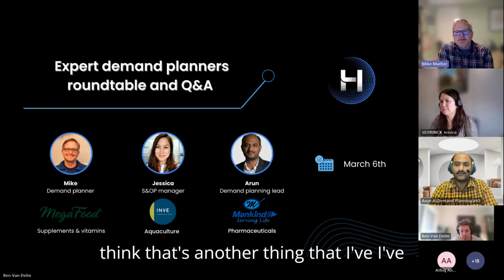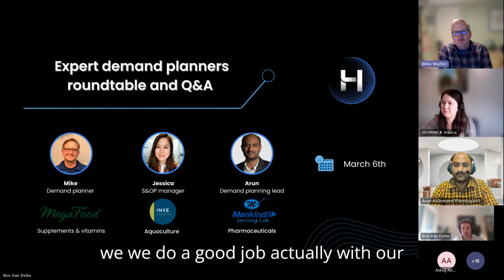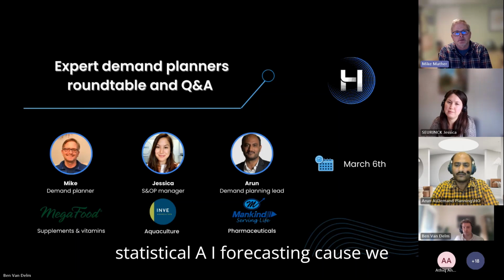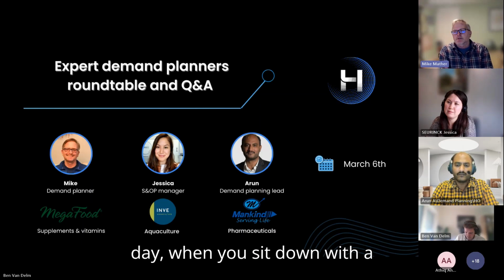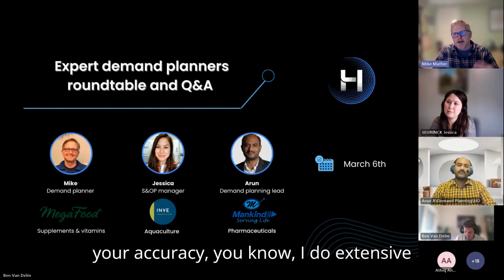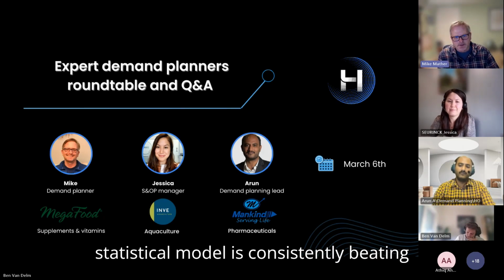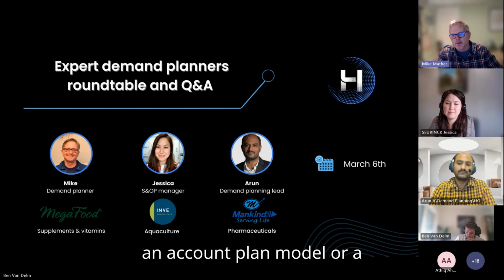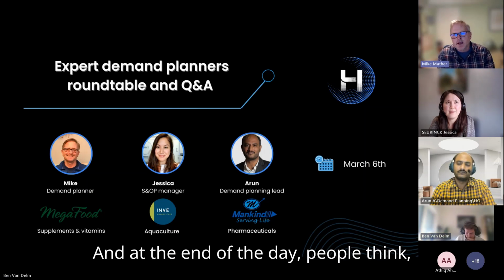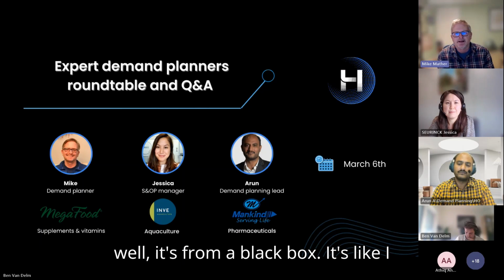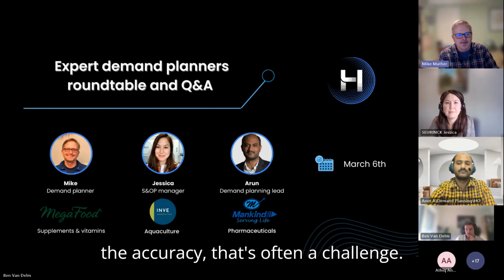Yeah, I think that's another thing I've seen throughout my career. In this case, we actually do a good job with our statistical AI forecasting, because we have less demand shaping ability than other CPG. At the end of the day, when you sit down with an account manager, I do extensive accuracy measurements, MAPE based, and you can show that the statistical model is consistently beating an account plan model, or a naive model, or even a forecast from the account itself. And people think, well, it's from a black box. I don't know how it came up with it. So I'm just going to stick with my forecast. So even showing the accuracy is often a challenge.